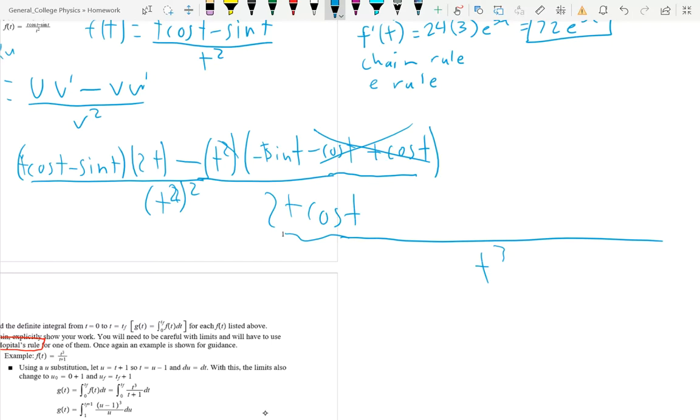Okay. Minus 2 sine t. Here we have the sine part there. It's minus 2 sine t. Yeah. And then our last term, minus and minus is plus. So we can just make that a plus right there. That's going to be t sine t.